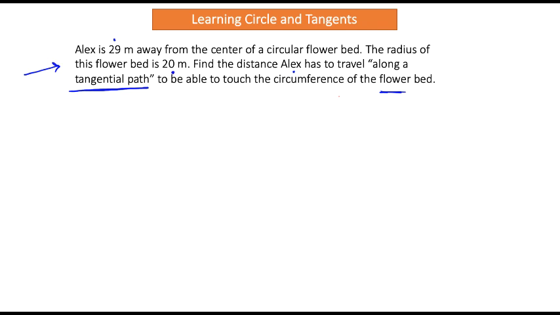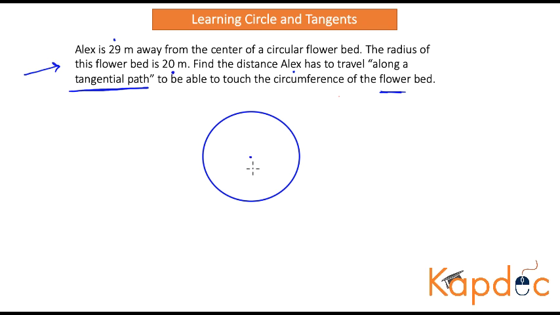So let's draw a diagram to understand this situation. So here is my circle, and this circle represents a flower bed, right? So let's say this is the center at O, okay? And the radius of this circle is 20 meters, and Alex is 29 meters away from the center, okay? So let's say this is the position of Alex at the location A, and let's connect the position of Alex to the center, okay? So this distance is 29 meters.